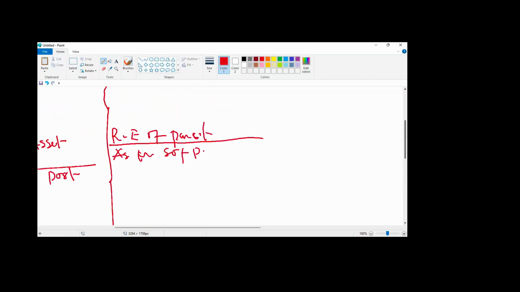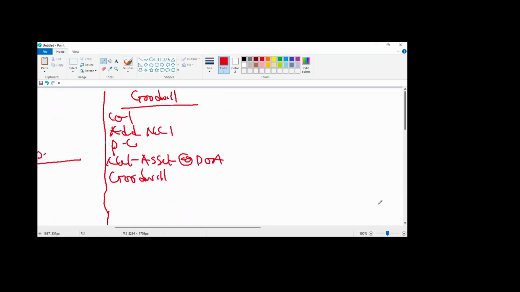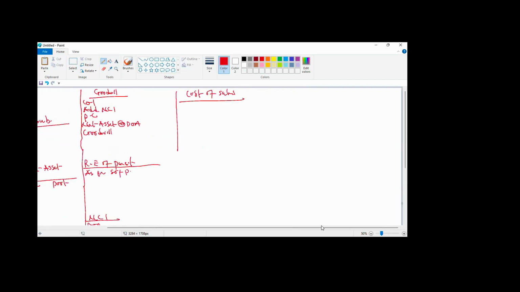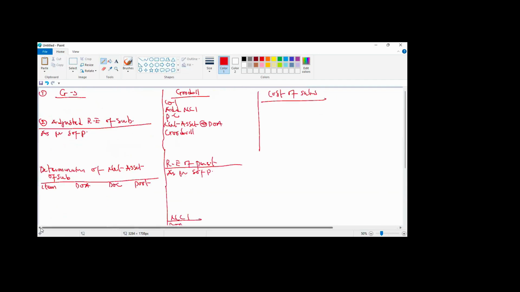Then for the PUP, the only major thing that we used to calculate majorly is the cost of sales. We say cost of sales. That's all. This is what I would do in exam.